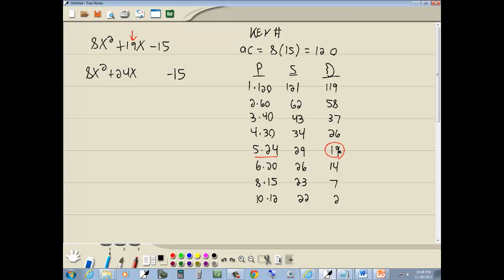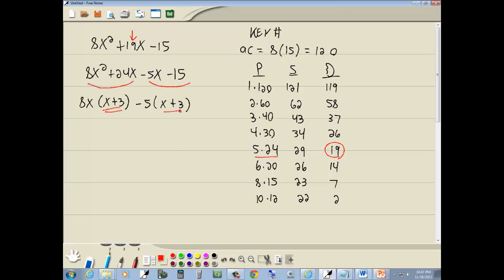Number I circled in the difference column, D for different signs, means one will be positive, one will be negative. 24 is positive, so the 5 has to be negative. Then we want to use grouping. Group first 2 terms together, group last 2 terms together. Now the first 2 have an 8x in common, and that gives us x plus 3. Our last group, both divisible by 5, and the first term is negative, so I factor out a negative 5. And that's going to give us x plus 3.